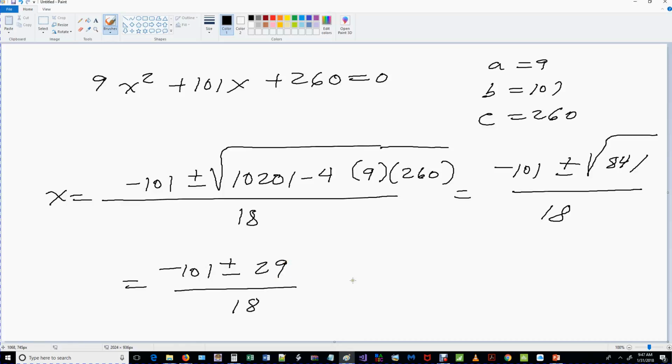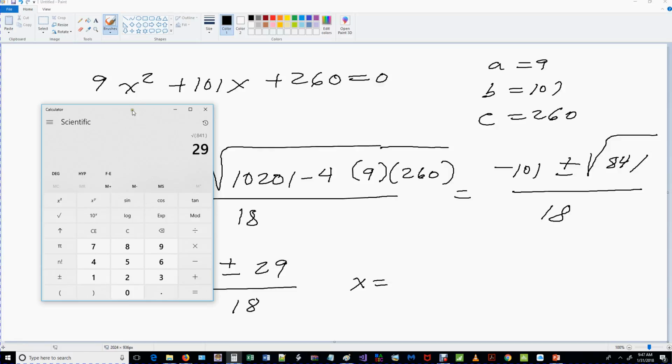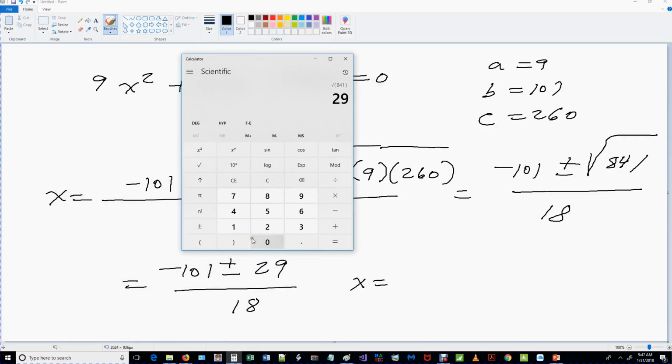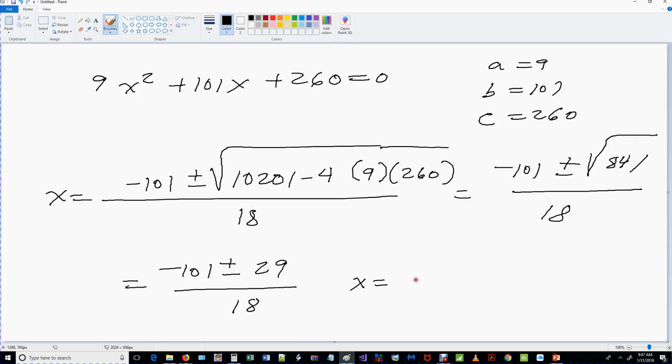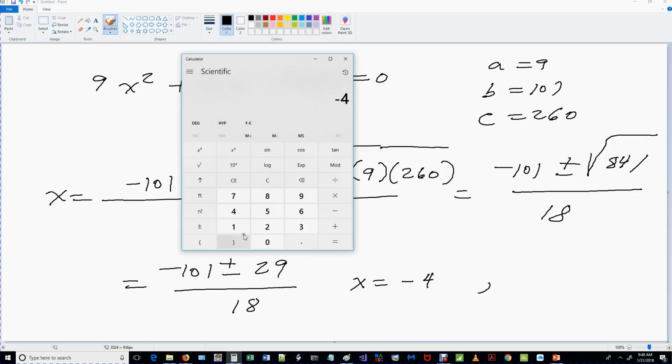So we have one solution with the plus, so let's do the plus. Notice the first number is negative 101. Negative 101 plus 29 will give you minus 72, divided by 18, and one of the possible answers will be minus 4. We need to go back and verify. The other one, we use the minus now. You have to subtract the 29 from negative 101, and then you divide by 18. That's negative 130 divided by 18.